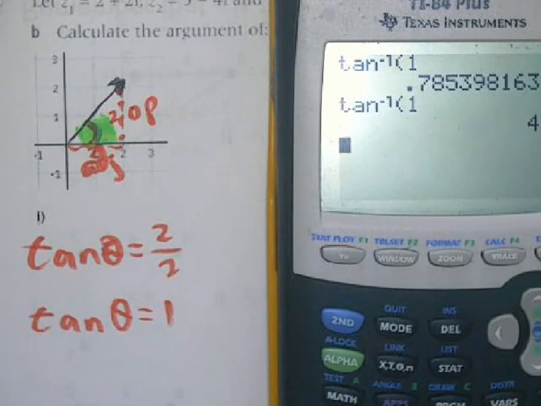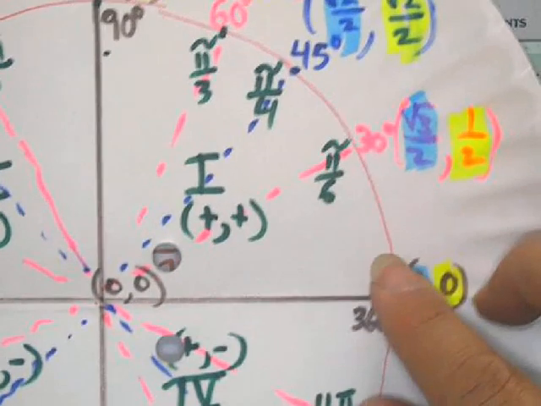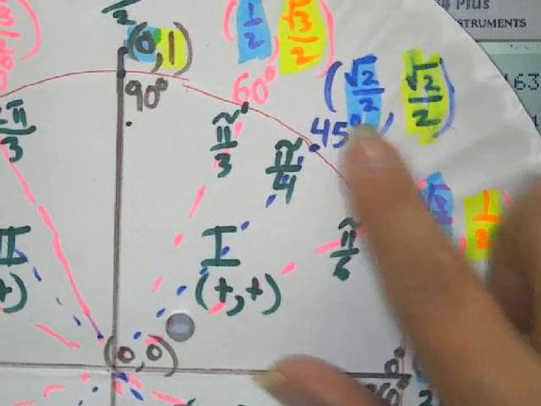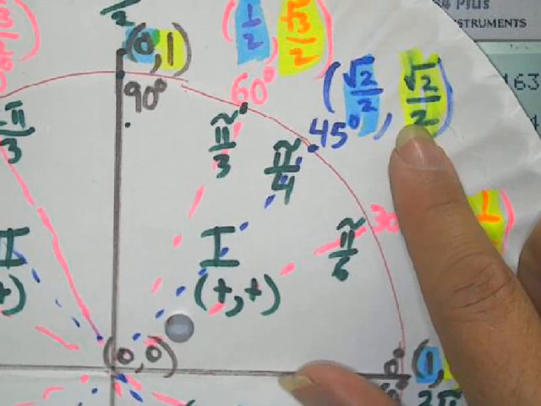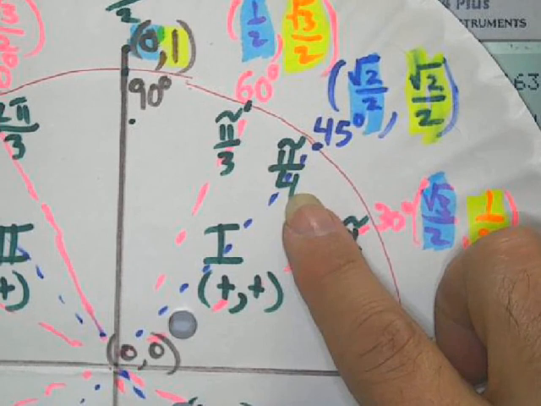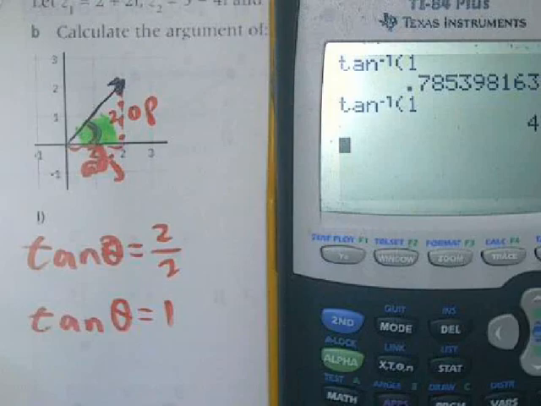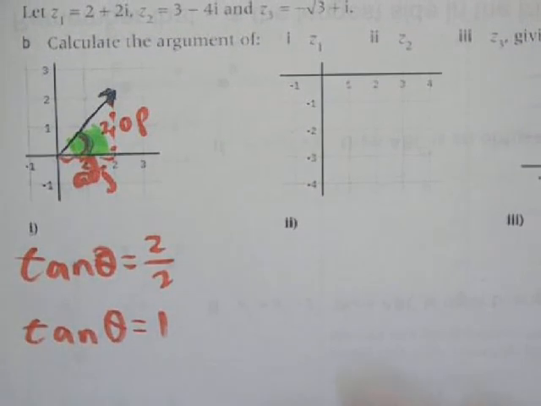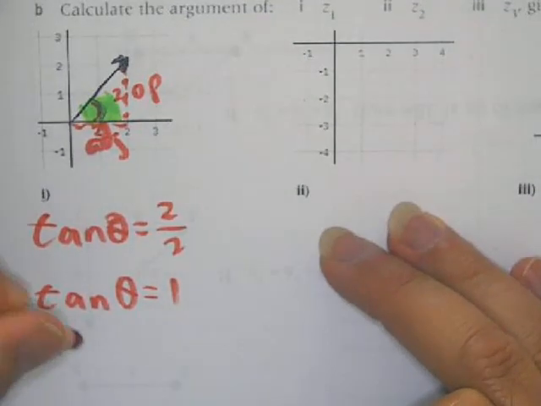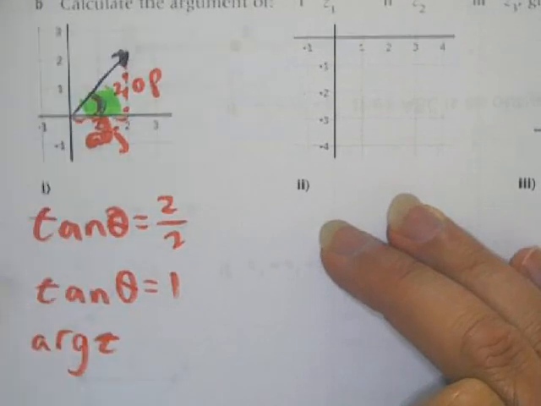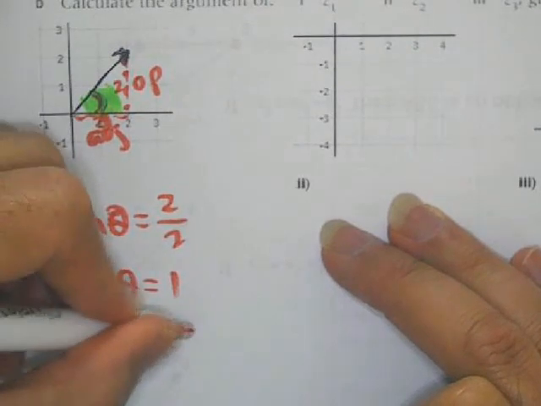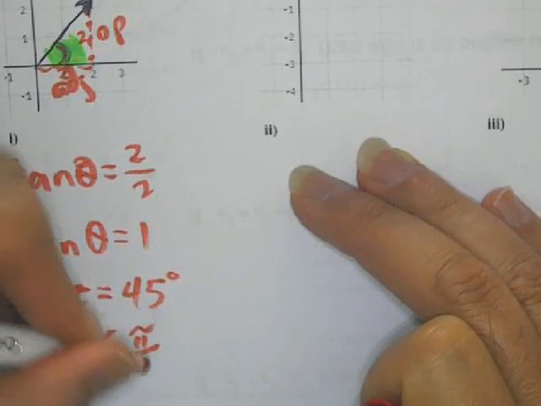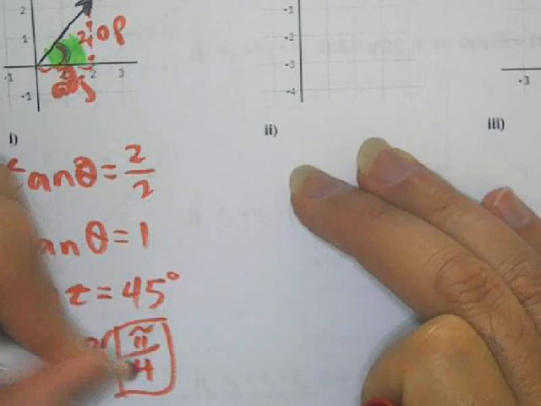And that makes sense, right? If I look at my unit circle, at 45 degrees, this divided by this, I would have a value of 1 for tangent. So we would either write an answer of 45 degrees or pi over 4. So the argument, I'm going to call it arg z, is equal to 45 degrees, or we would say pi over 4 if we're talking about radians.